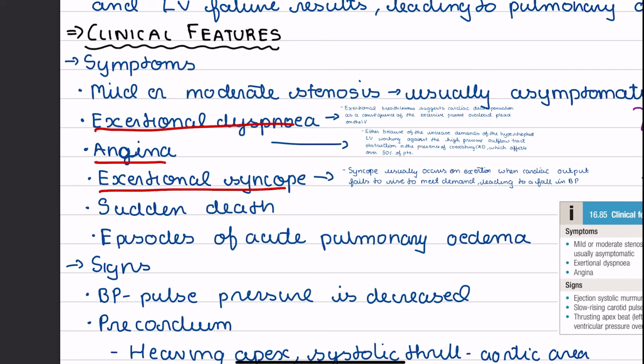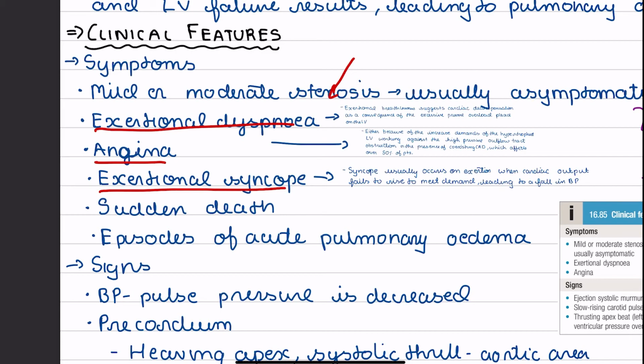So why does this occur? Exertional dyspnea occurs because of cardiac decompensation. When we do exercise, there's increased demand on the heart, and the heart cannot keep up with that increased demand because of the narrowed aortic valve.